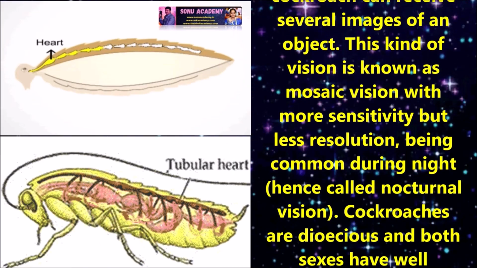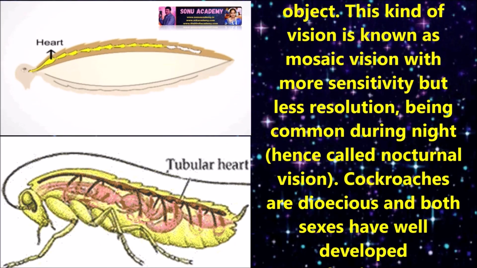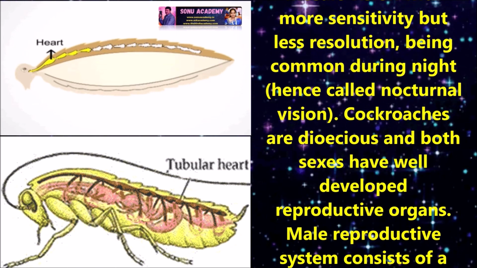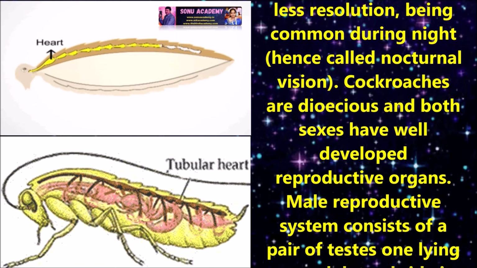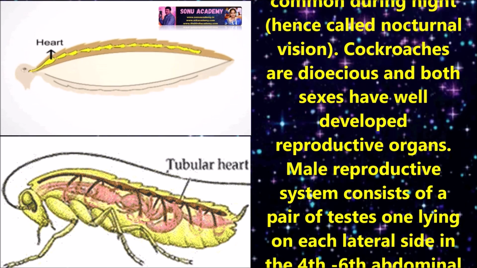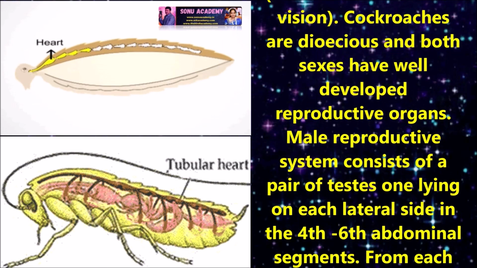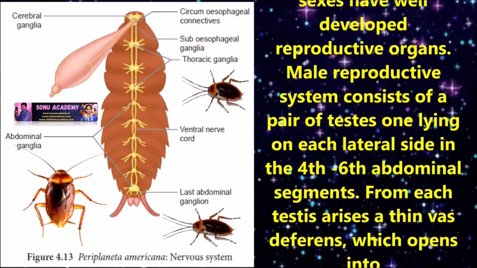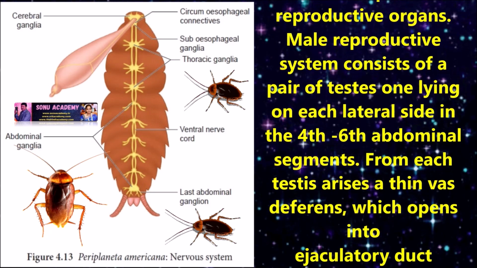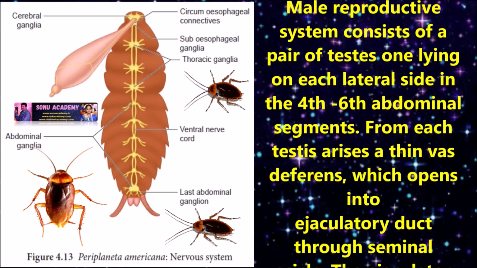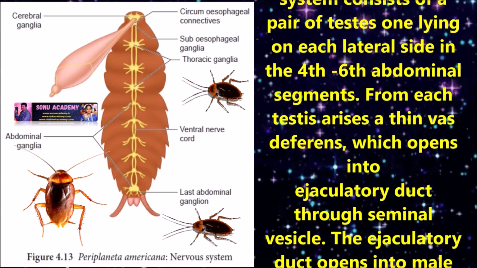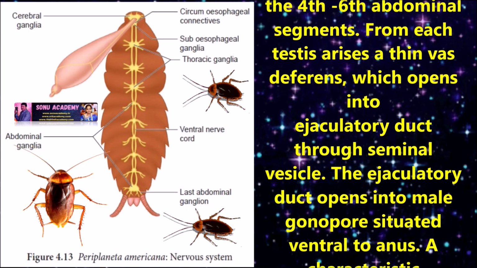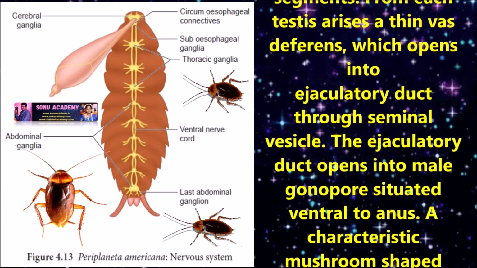Cockroaches are dioecious and both sexes have well developed reproductive organs. Male reproductive system consists of a pair of testes, one lying on each lateral side in the fourth to sixth abdominal segments. From each testis arises a thin vas deferens which opens into ejaculatory duct through seminal vesicle. Each ejaculatory duct opens into male gonopore situated ventral to anus.